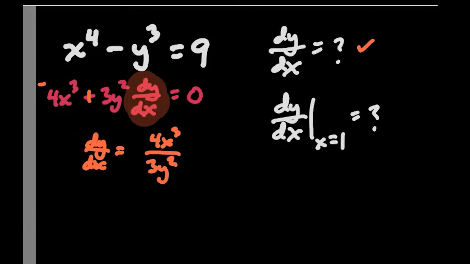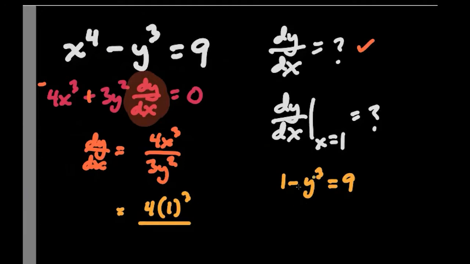Okay. And then we have to plug in 1 for x. So it's going to be 4 times 1 to the third power, but we need to divide by 3y. But we need that y value for this. So what you can do is just plug in 1 to the original and solve for y. You will get y is equal to -2 if you do that, because it needs to be 1 plus 8, so you have to make this 8 essentially.